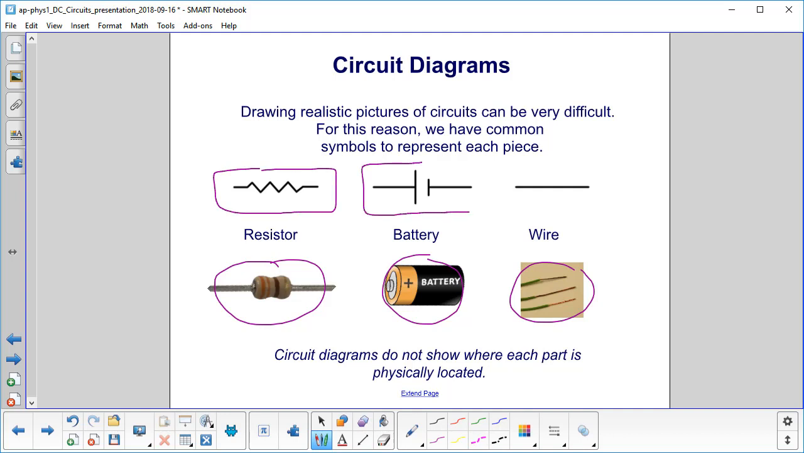This is a battery. And the longer line represents the positive terminal. The shorter vertical line is the negative terminal. And many people will write a couple iterations of that, okay? That's also good. That also represents a battery. And then this is going to be a wire. Also note that the circuit diagrams don't show where each part is physically located. It's just a picture of how they're hooked up to each other.